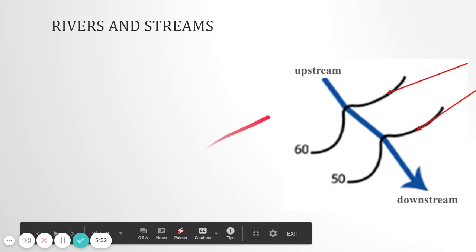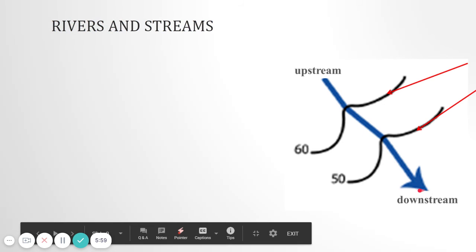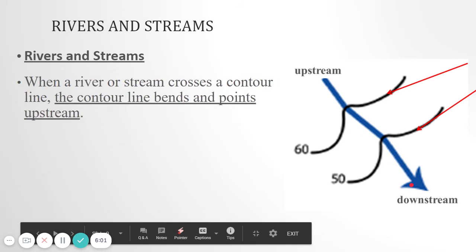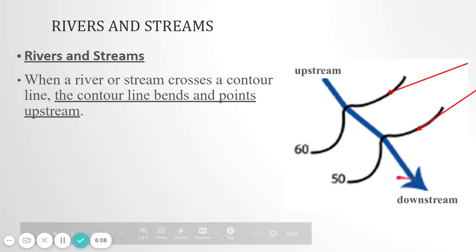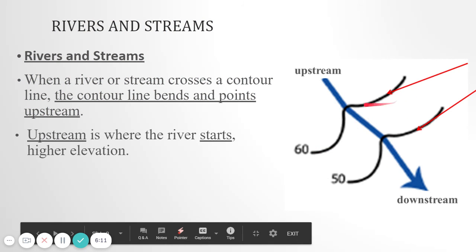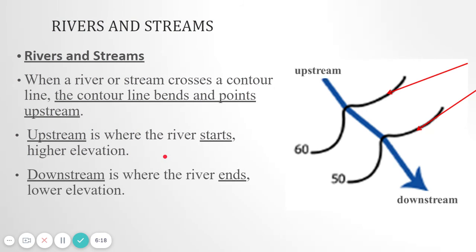Okay, the last thing I want to talk about is rivers and streams and how we can kind of interpret those on a map. So we have a kind of stylized drawing of a stream here. So when a river or stream crosses a contour line, the contour line bends and points upstream. So here's the contour line that they're bending upstream. Upstream is where the river starts, which is always at a higher elevation. Downstream is where the river ends, which is always at a lower elevation. Remember, things have to go downhill. Gravity makes things go downhill.